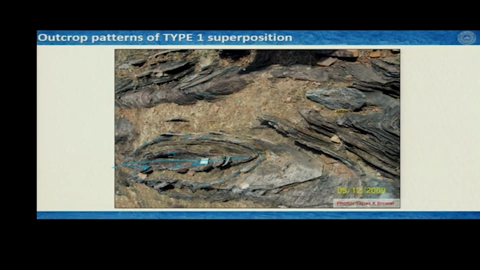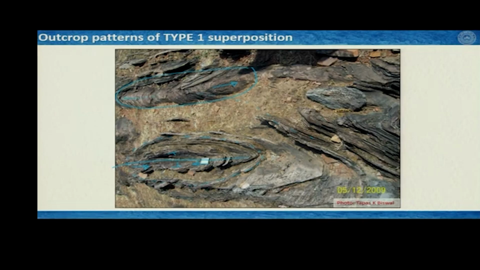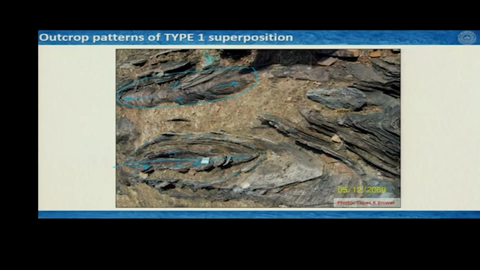On the other hand, if I consider this particular area, you see here the fold axis is plunging to this side, here the fold axis is plunging to this side, and the beds or the form surface are dipping here on this side and here on this side. So this is a dome and this is a basin.